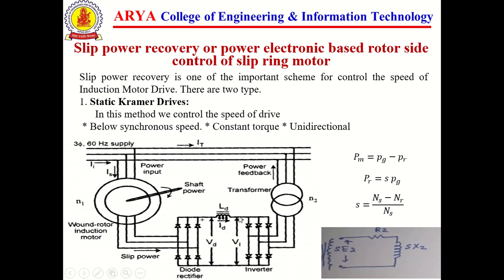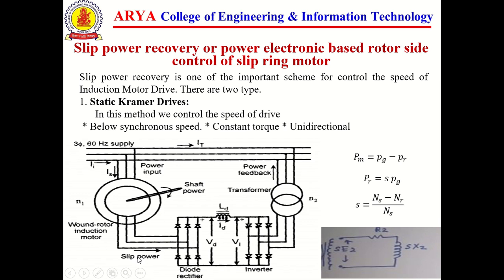That means the power flows in one direction only. In the second method, the power flows bidirectionally. To understand this method, we look at this circuit. Here we give the three-phase supply, and this is the wound rotor induction motor. Actually this scheme uses only a wound rotor induction motor, not a squirrel cage. So here we describe the wound rotor induction motor.